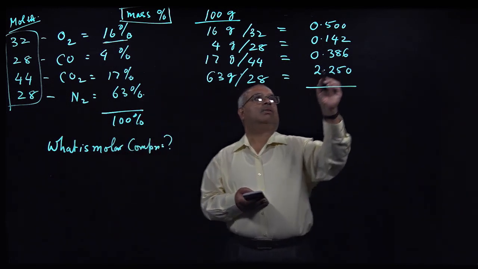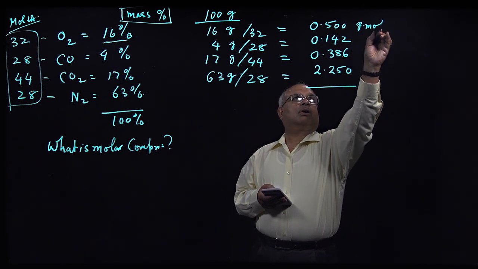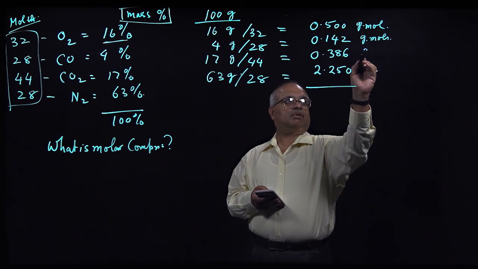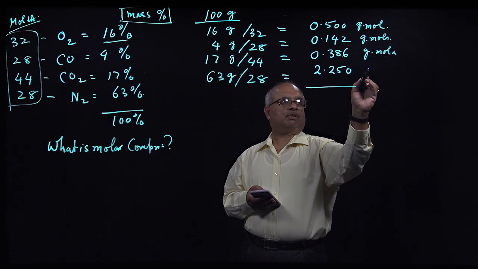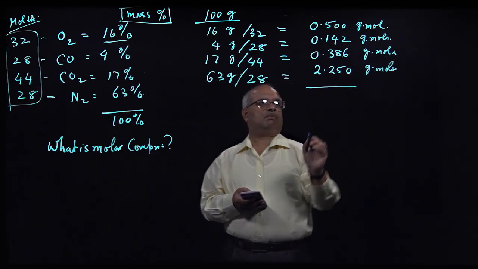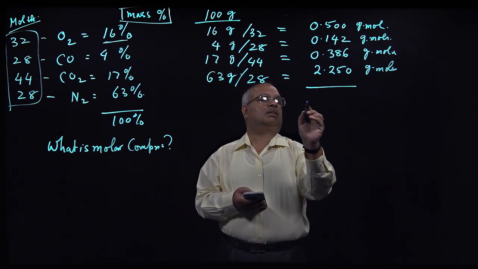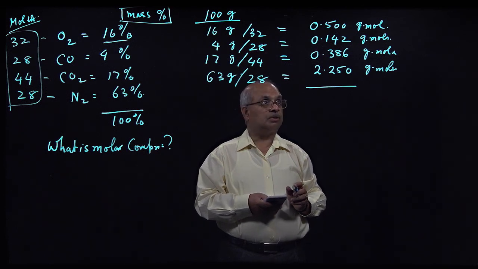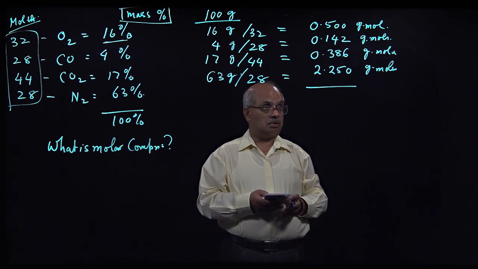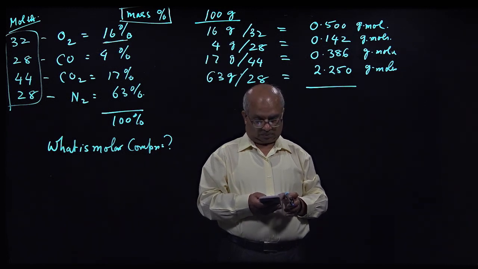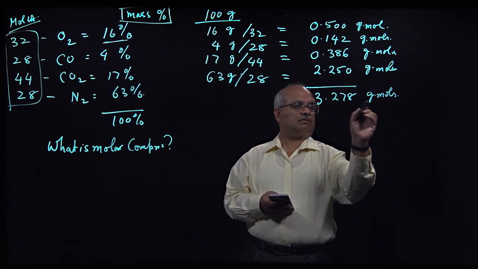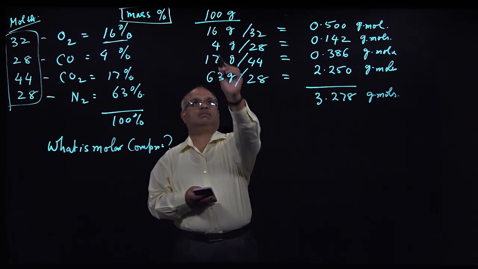Okay, we have the composition now. This is the number of gram moles of oxygen, number of gram moles of CO, and number of gram moles of CO2, and number of gram moles of nitrogen. So now we have the number of moles, so it is easy now to calculate the molecular or molar percent. So the total number of moles that we have here are now 3.278 gram moles. The total mixture consists of now 3.278 gram moles, assuming that we start with 100 grams.